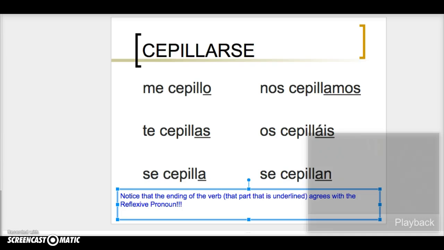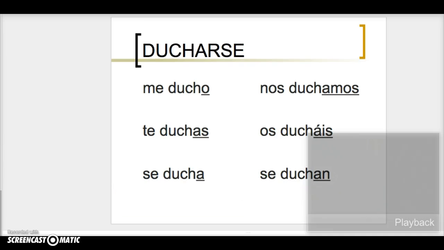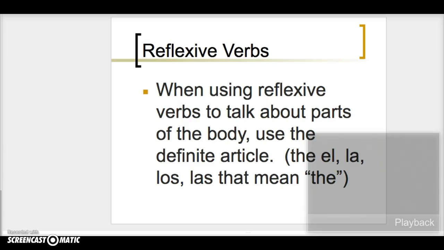Let's take a look at ducharse. Okay, same idea. Notice the endings agree with the reflexive pronoun. One thing that's a little different in Spanish is that when we're talking about body parts, we're going to use a definite article. Instead of saying I am brushing my teeth, we would say I am brushing the teeth. So this is a little different.